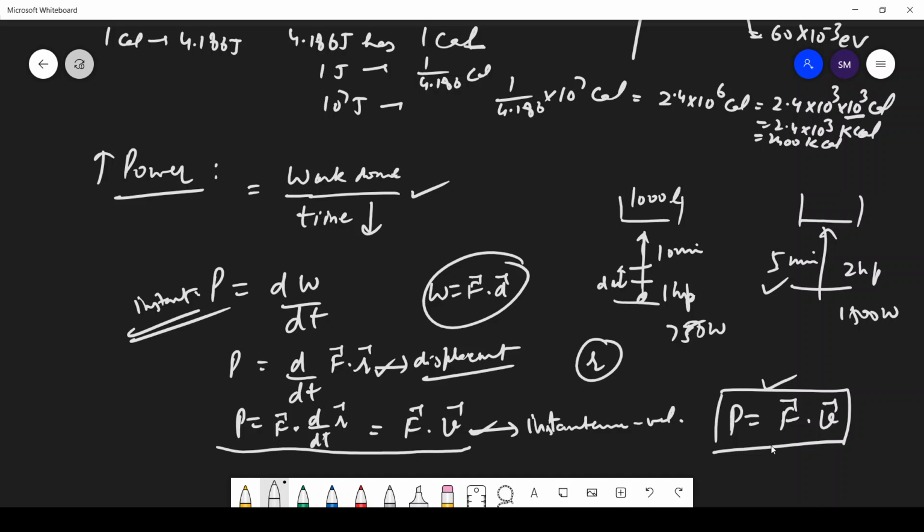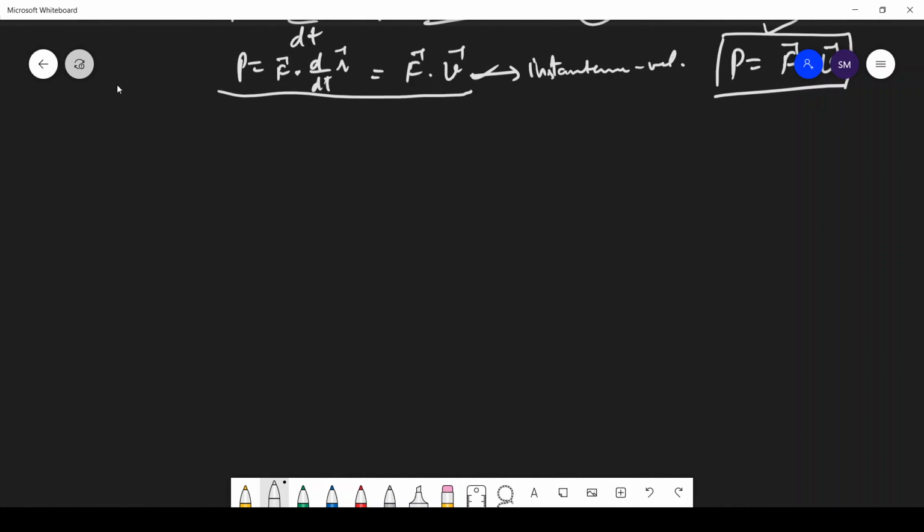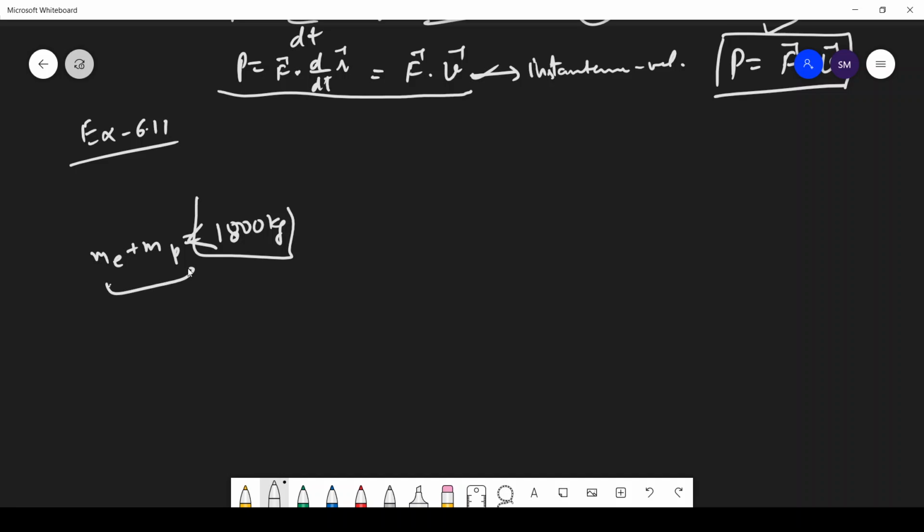And we have an example. Let us do this example also. Example 6.11. We have an elevator, and this elevator can carry maximum load of 1800 kilogram. Of course the mass of elevator plus mass of passengers, both are included. So this should be lesser than this mass.